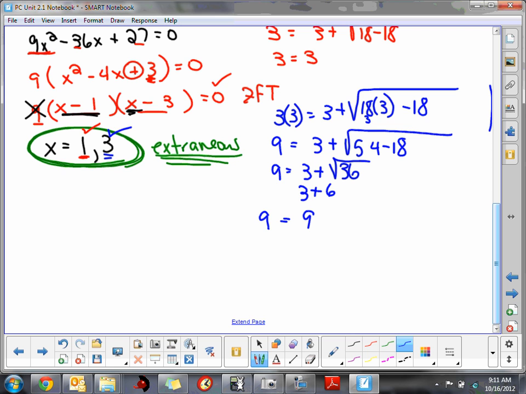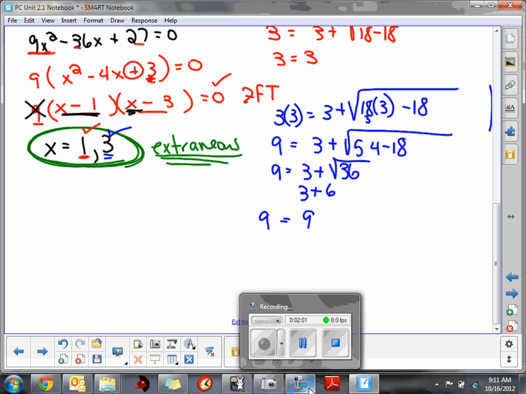So both of these checked out this time. That does not always happen. So be very disciplined, check your solutions, and make sure that they're going to work each and every time.